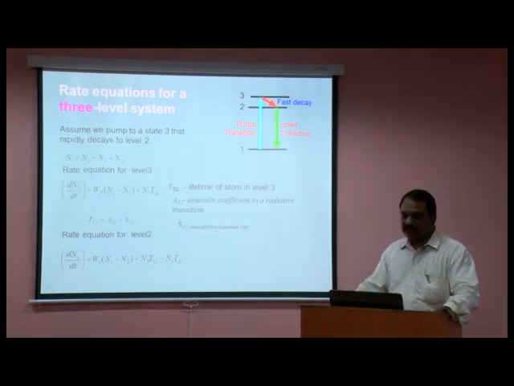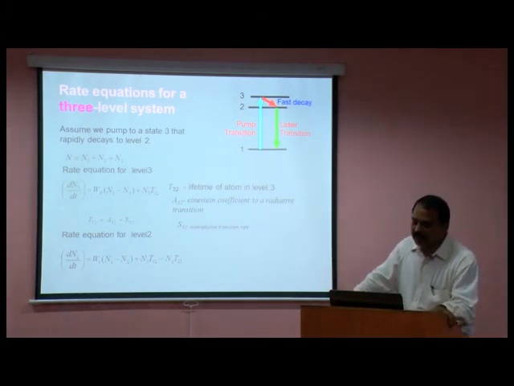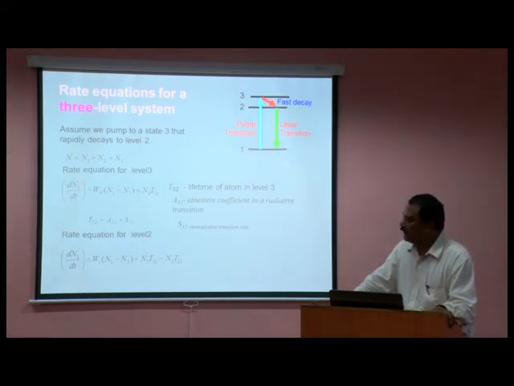So, we can write dN2 by dt as WL N1, this is accumulation of atoms, minus WL N2, this is the decay of atoms, plus N3 by D32, this is accumulation of atoms in the second level, minus N2 by D21, this is the decay of atoms in the second level.